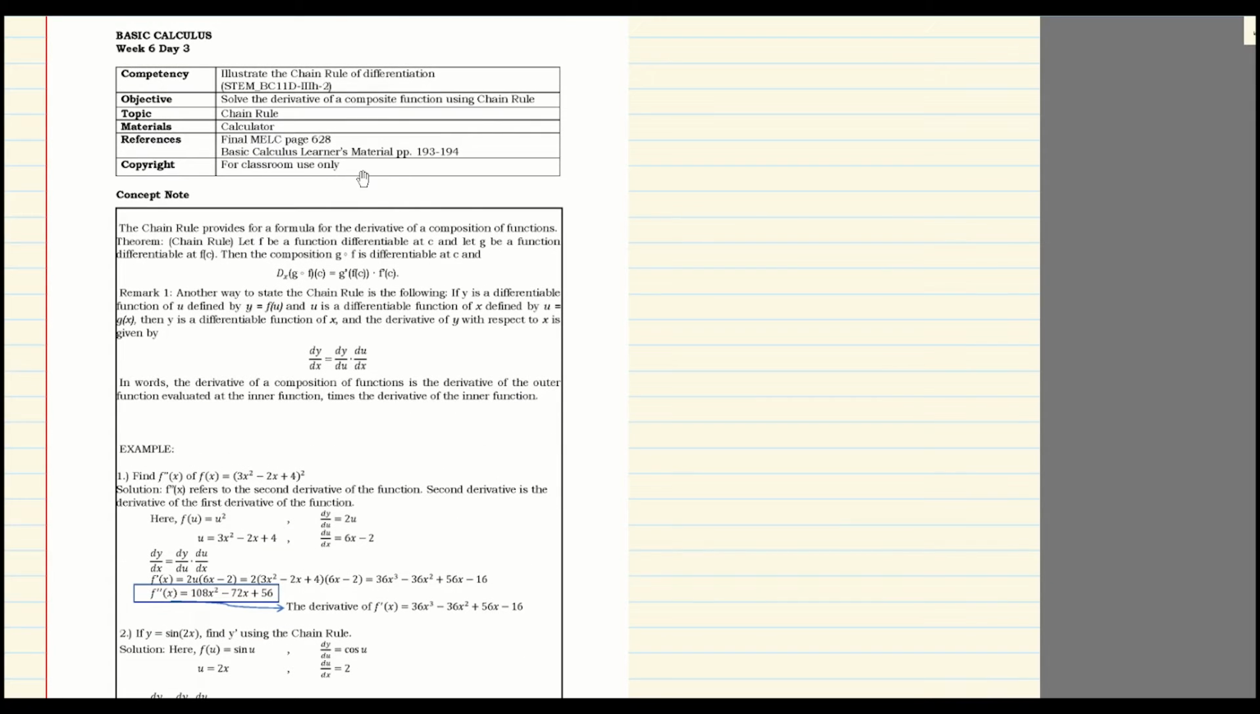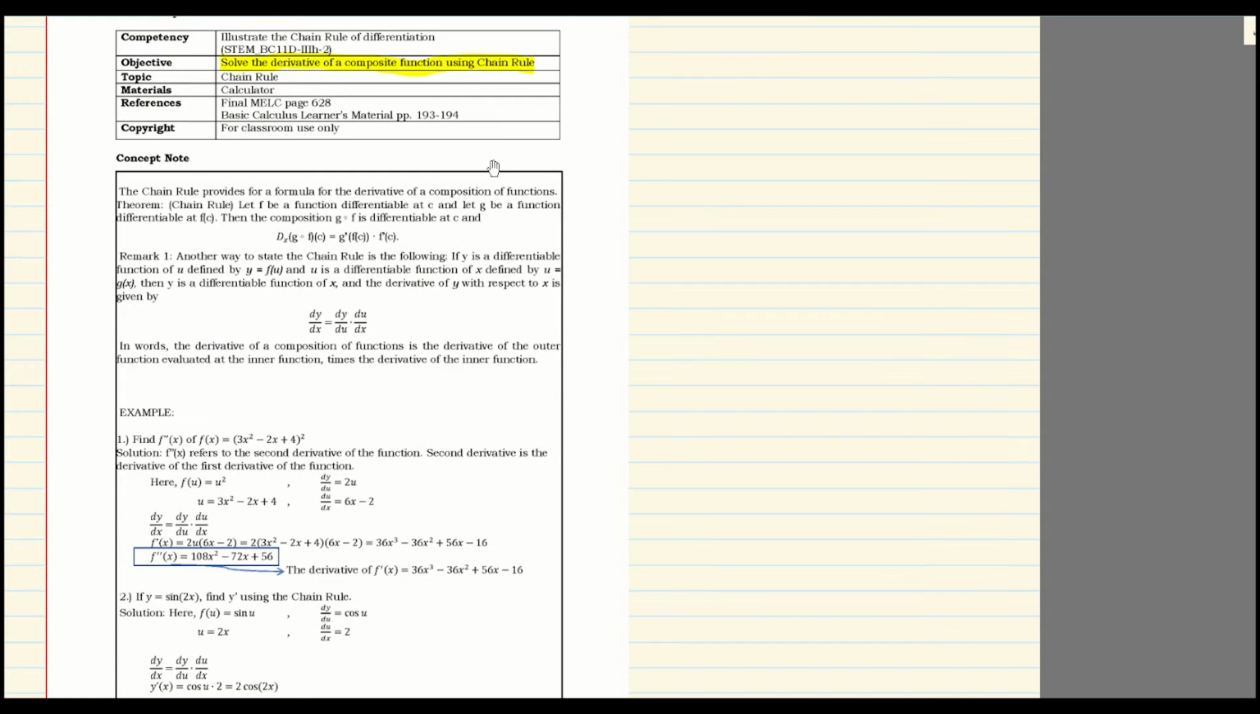Day 3. And today our objective is to be able to solve the derivative of a composite function using the chain rule. Okay, so what is a composite function? So let's review some general mathematics.